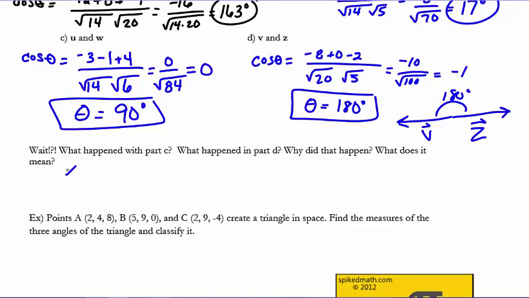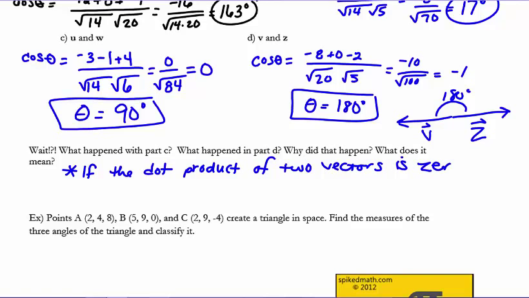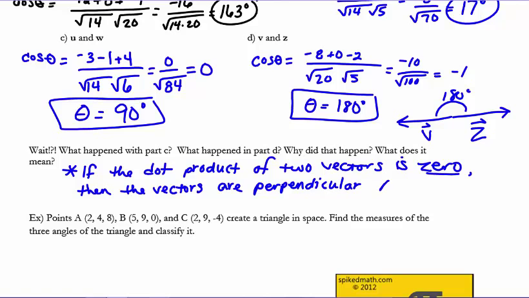What you should definitely know, though, is if the dot product of two vectors is 0, then the vectors are perpendicular, and we also call them orthogonal.